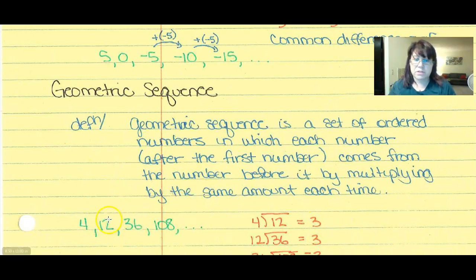Take the third number, divide it by the second, we get 3. The change each time is 3, but instead of calling it a common difference, we call it a common ratio. The common ratio each time is 3. 4 times 3 is 12. 12 times 3 is 36. 36 times 3 is 108, and 108 times 3 is 324, and we can continue the sequence from there.